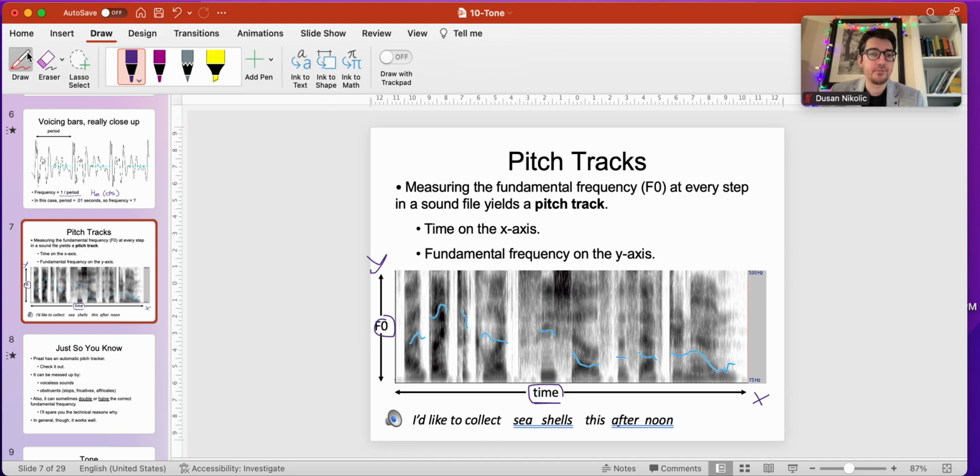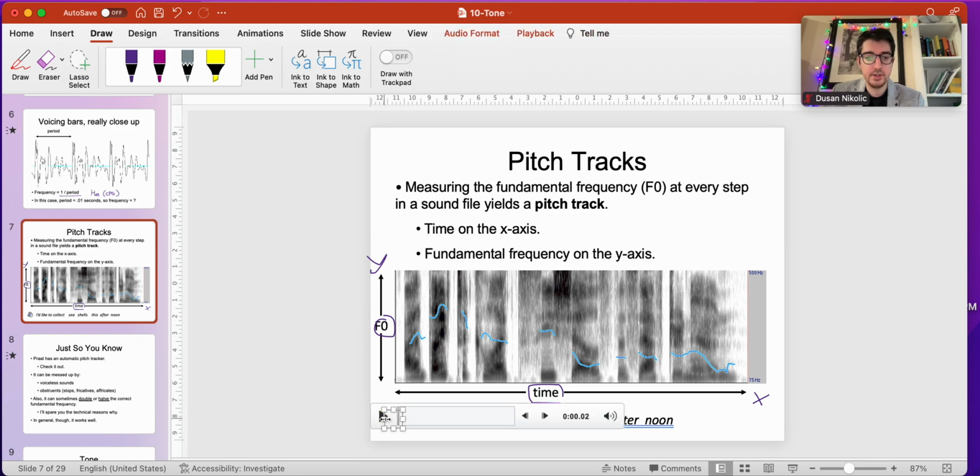And this is an English recording of a female person saying, "I'd like to collect seashells this afternoon." So this person, with her sentence, actually changes pitch a lot. She changes fundamental frequency, and that's how we speak in general. We don't say a sentence and then not change our frequency. We also don't say sentences like this.